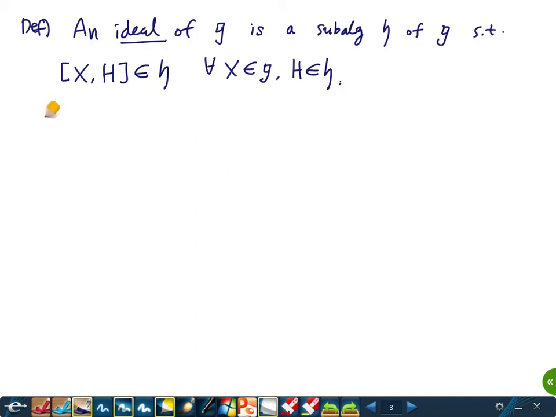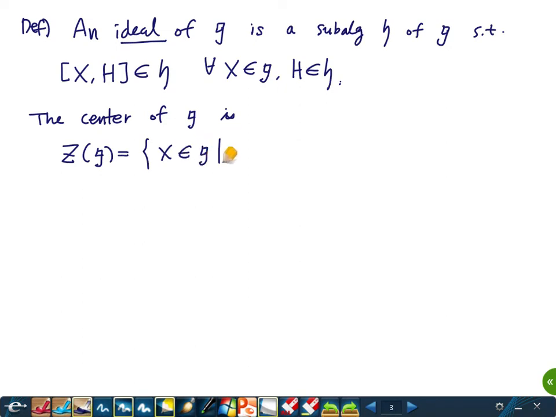And the center of G is denoted Z of G. This is the set of all elements that commute with all elements in the Lie algebra. We say that x and y commute if [x, y] = 0, for all y in G. So it's like the usual definition of a center of an algebra or a group.